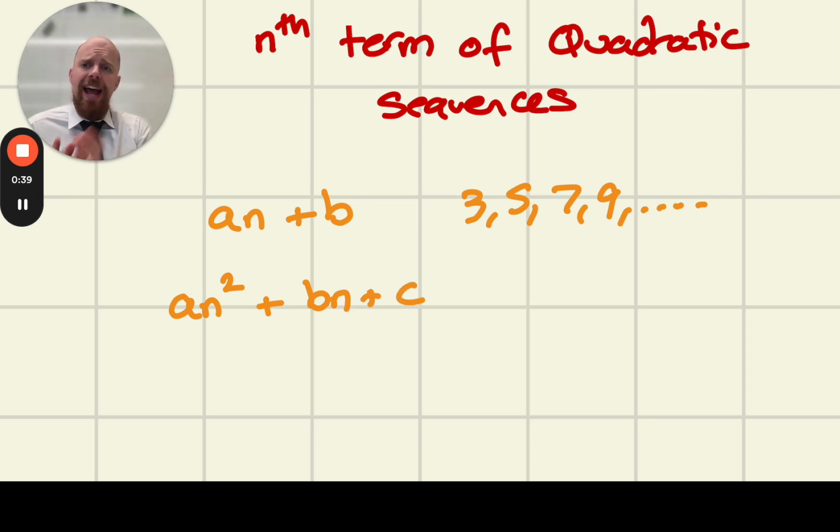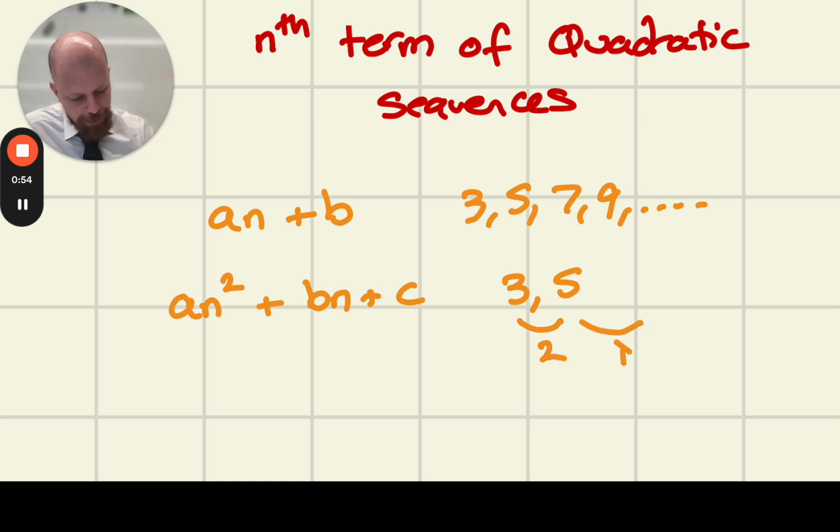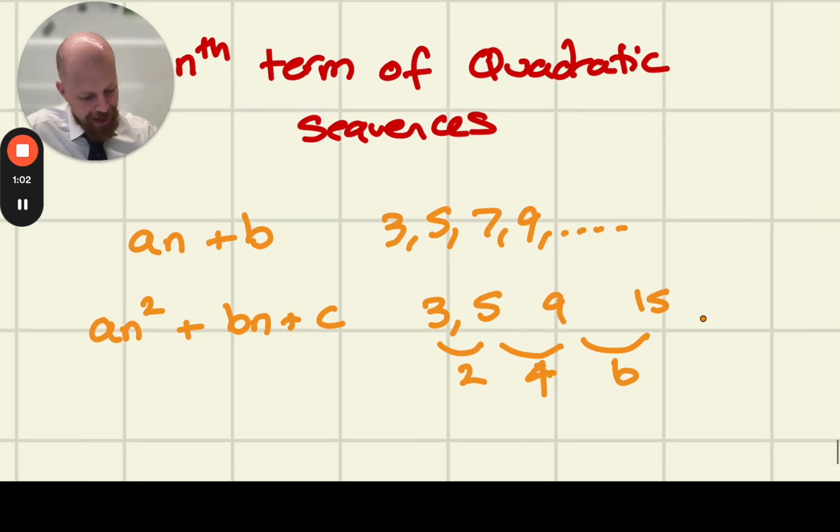A quadratic sequence looks like this, an squared plus bn plus c. And the difference is now that we're not going to be increasing our value by the same amount, but our numbers are going to increase by a difference that is increasing by the same amount. So for example, if we go up by 2 to start with, and then we go up by 4, that would give me 9, and then we go up by 6, that would give me 15, and then we go up by 8, which would give me 23. This sequence, 3, 5, 9, 15, 23, is a quadratic sequence.